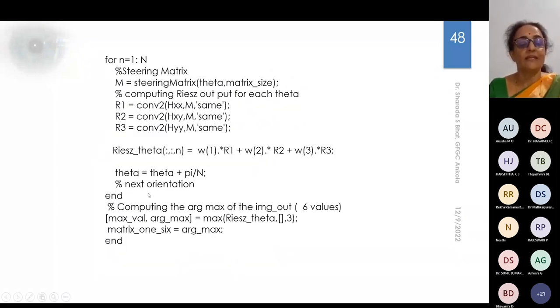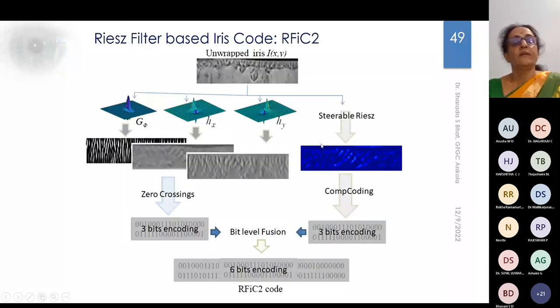Okay, so it has calculated. You can give the value as, like I have taken the example of 6 there, you can give different values for n to get the answer finally. So this is the design for RISC filter based iris code, RFIC 2.